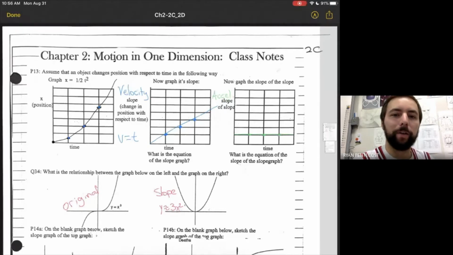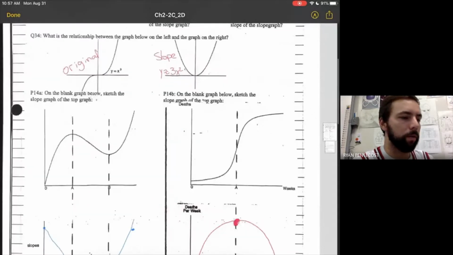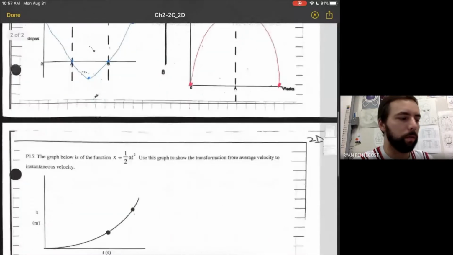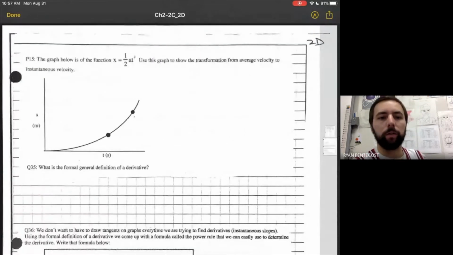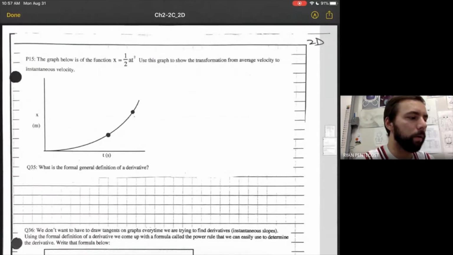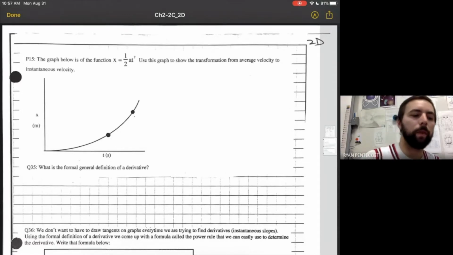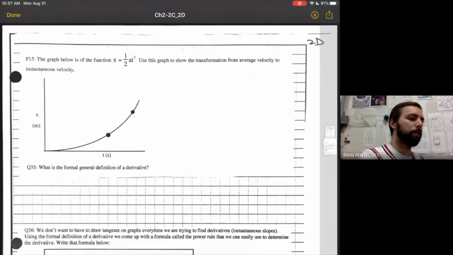Hi, everybody. So today we are going to continue on working through 2C and 2D. Last video we finished 2C, as you can hopefully see as I scroll. I might need to scroll a little slower. So now we're on to worksheet 2D. Here we are going to start going over the formal definition of what a derivative actually is.